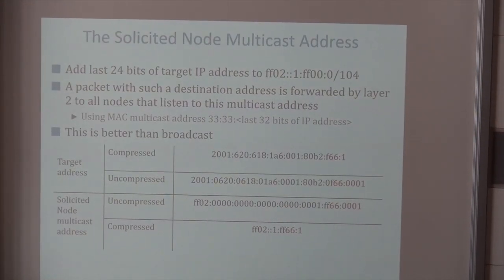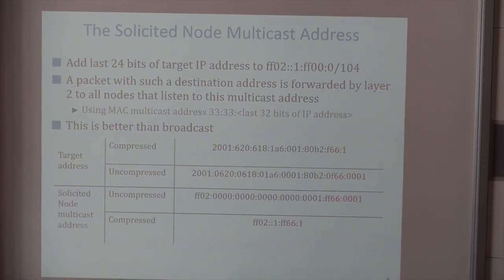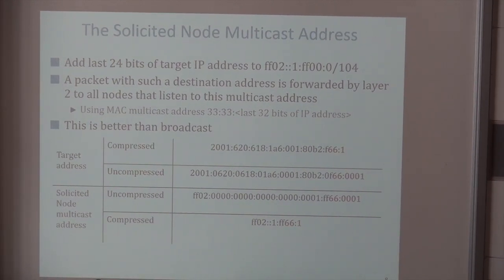This multicast IP address is called a solicited node multicast address, and the only difficulty, which I hope for you is not a difficulty, is to be able to understand how we go from compressed to uncompressed form. How do we extract the last 24 bits of an IPv6 address? The good news is that with hexadecimal digits, it's much easier to extract bits than with decimal digits.